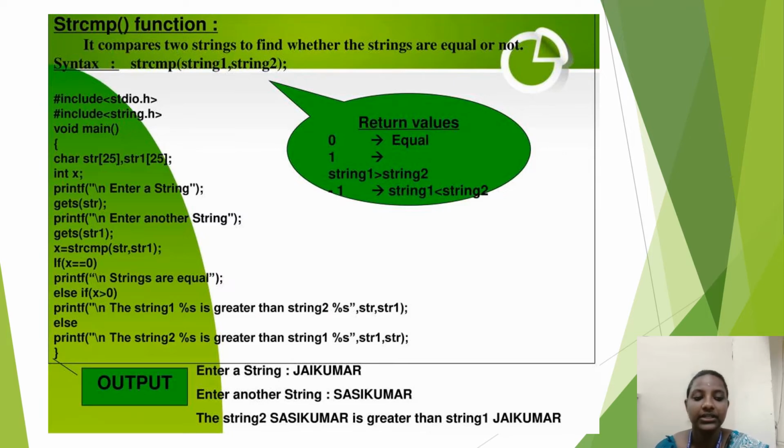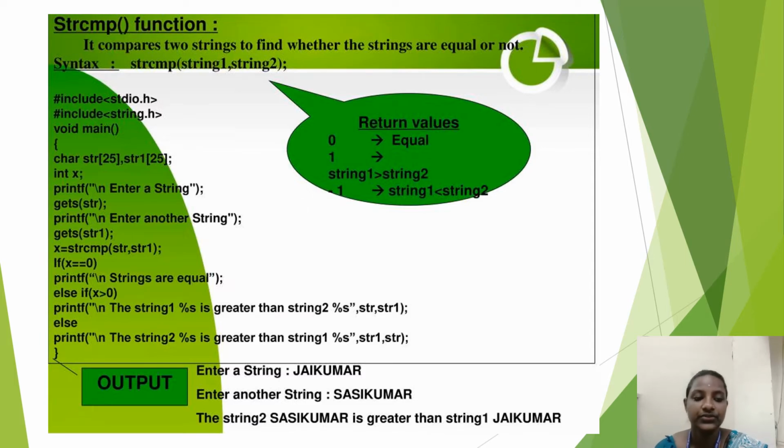Finally, we are comparing the two strings using the function strcmp, within brackets we will be giving str, comma str1. That compare value we are assigning to x. The statement is x equal to strcmp open bracket str, comma str1. So that comparing value will be assigned to x.